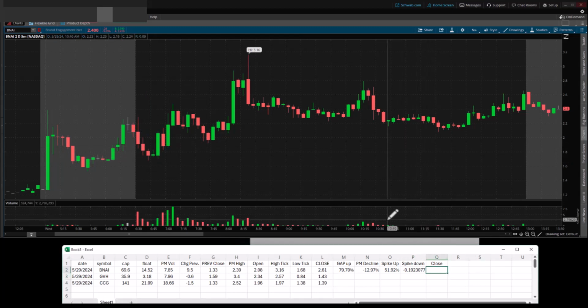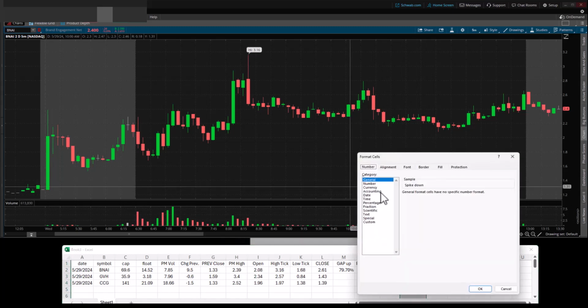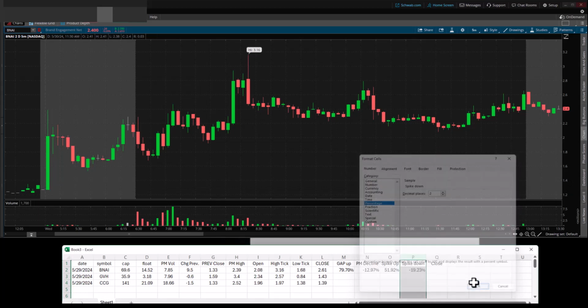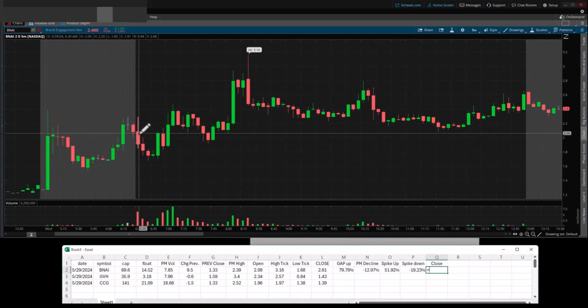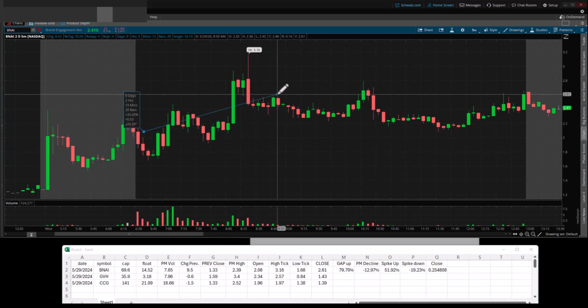Close, same concept. Actually, let's clean this one up. Format cells, percentage. Okay, close equals opening price minus closing price divided by opening price times the -1. Parentheses is important. 25. So it closed from the opening 25%. Yeah, correct. Let's clean it up.